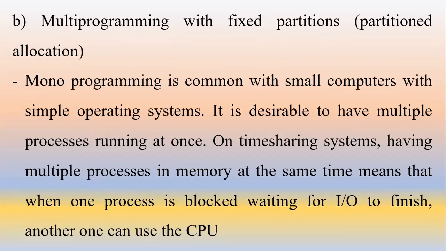So let's now look at multiprogramming with fixed partitions, or what we call partitioned allocation. Monoprogramming is common with small computers with simple operating systems. However, it is desirable to have multiple processes running at once. On time-sharing systems, having multiple processes in memory at the same time means that when one process is blocked, waiting for input/output to finish, another one can use the central processing unit.